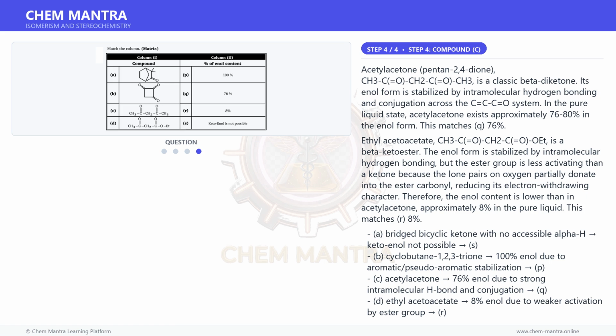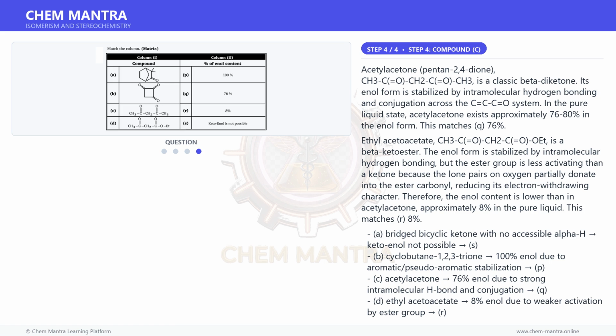CH3C=O, CH2C=O, CH3, is a classic beta-diketone. Its enol form is stabilized by intramolecular hydrogen bonding and conjugation across the C=C-C=O system. In the pure liquid state, acetylacetone exists approximately 76 to 80% in the enol form.